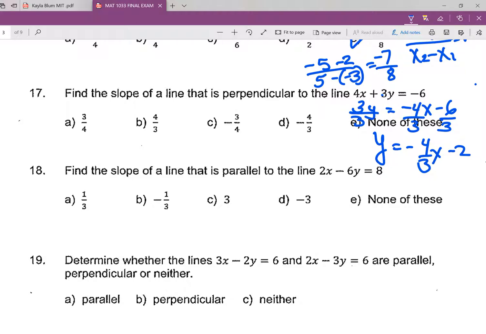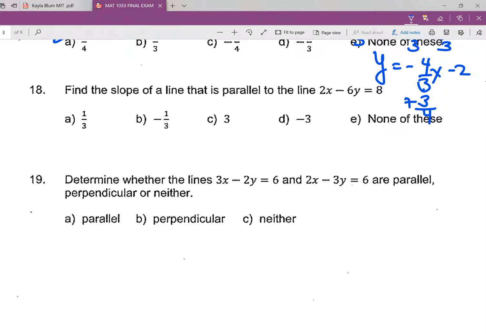So for this to be the negative reciprocal, it has to be the opposite sign, so positive, and flip, 3 over 4. So for that to be true, your answer choice should be A. Now, for this to be parallel, it has to be the same slope. For it to be perpendicular, it's a negative reciprocal.